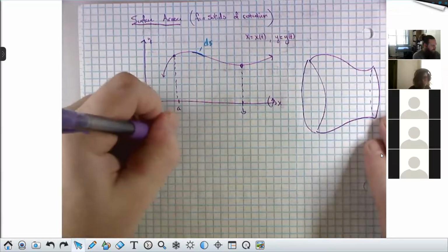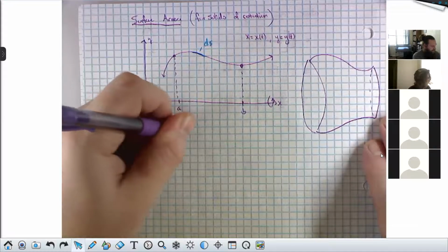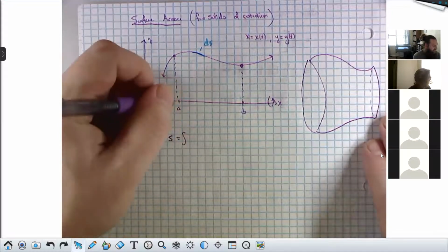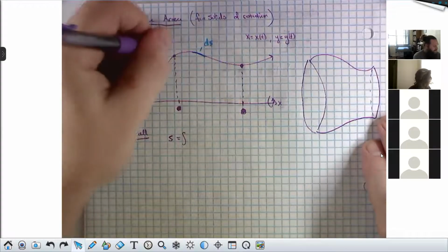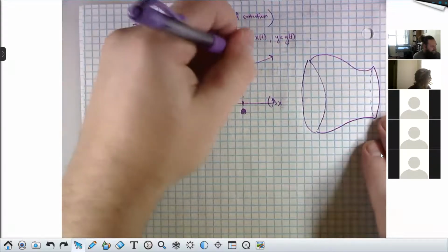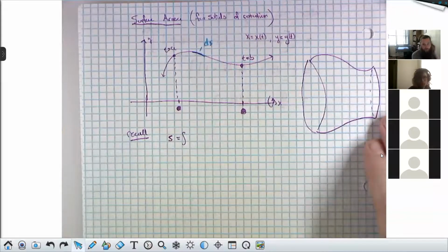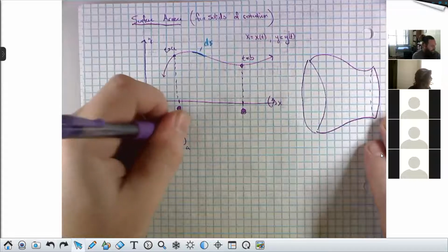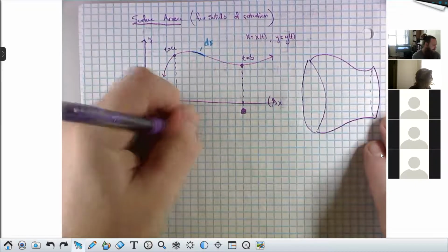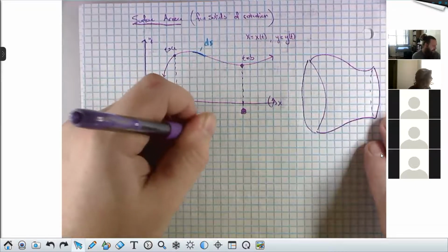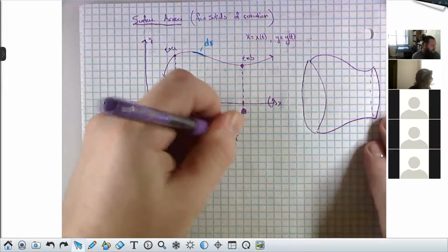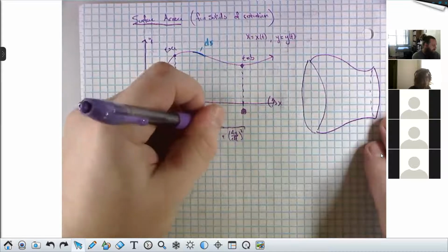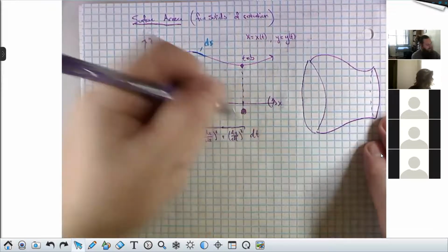Recall that the arc length S is the integral. Actually, I shouldn't use A and B here. Let me just scratch these. I'm going to say this is the point associated with t equals A and the point associated with t equals B, the times, not the x values. Because that way we can use the same formula we did before. The arc length is the integral from A to B of the square root of dx/dt squared plus dy/dt squared, all times dt.